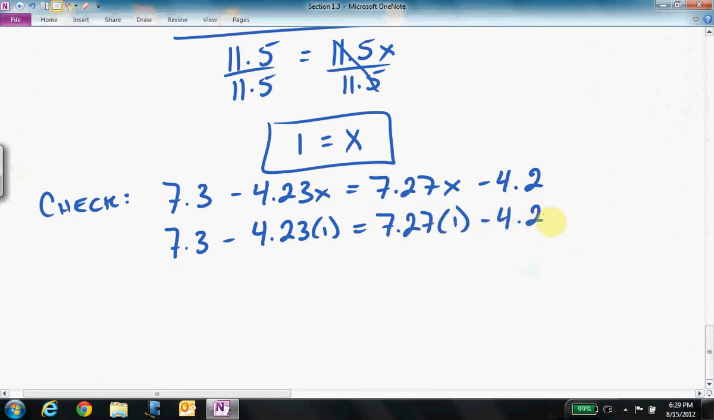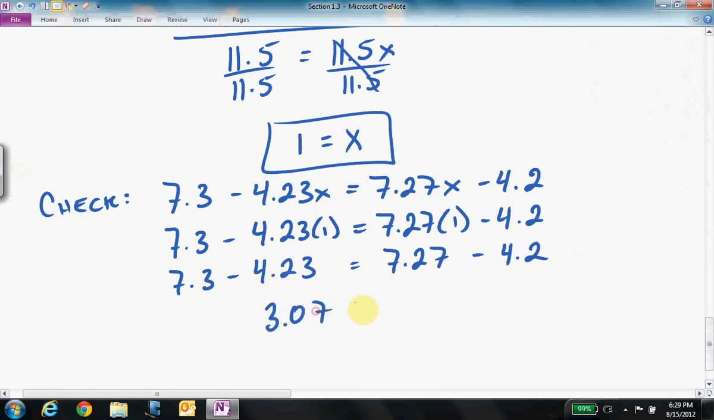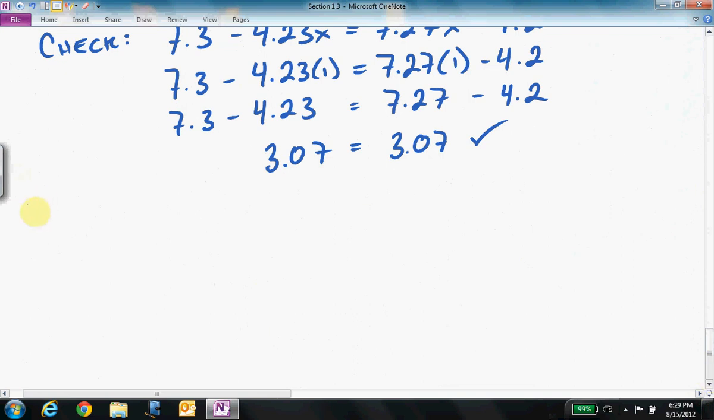And we know anything times 1 is itself, so I'm still left with 4.23 here, and I'm still left with 7.27 minus 4.2. And now all I have is basic subtraction in both cases. 7.3 minus 4.23 is going to give me 3.07, and 7.27 minus 4.2 gives me 3.07. So it works out. Alright, so on to the next piece, using the distributive property.